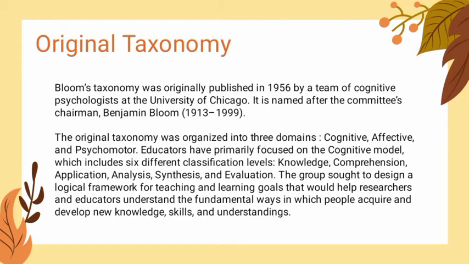Original taxonomy. Bloom's taxonomy was originally published in 1956 by a team of cognitive psychologists at the University of Chicago. It is named after the committee's chairman, Benjamin Bloom, 1913 to 1999. The original taxonomy was organized into three domains, that is cognitive, affective, and psychomotor.